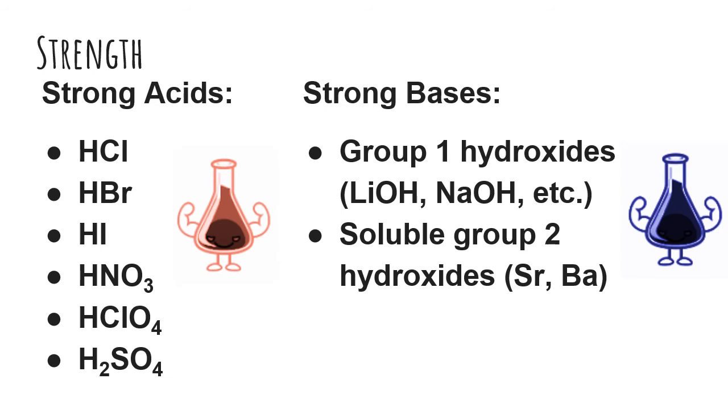We have 6 strong acids that we need to be aware of: HCl, hydrochloric acid; HBr, hydrobromic; HI, hydroiodic; HNO3, which is nitric acid; HClO3 is perchloric acid; and H2SO4 is sulfuric acid. Our strong bases are any group 1 hydroxides, so all the group 1 metals with hydroxides, and then our very soluble group 2, so that's strontium and barium. So these are our only strong acids and strong bases. Anything else is going to be considered to be weak.